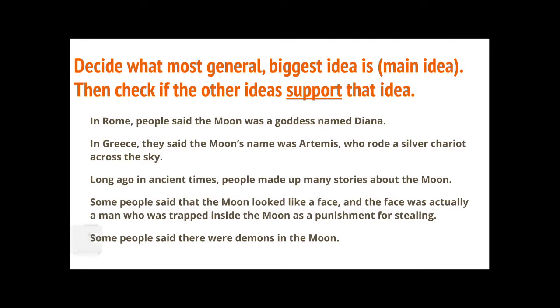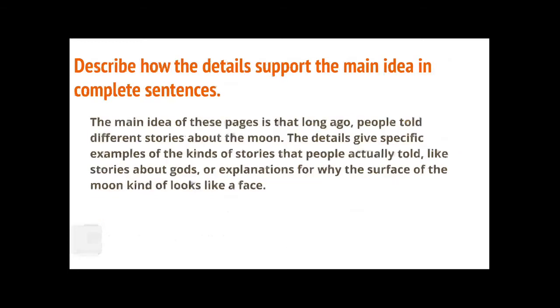So your last job when picking the main idea and key details is to explain why the details support the idea. So here's my explanation that I wrote. The main idea of these pages is that a long time ago, people told different stories about the moon. So that's my main idea. The details give specific examples of the kinds of stories that people actually told, like stories about gods or explanations for why the surface of the moon kind of looks like a face.